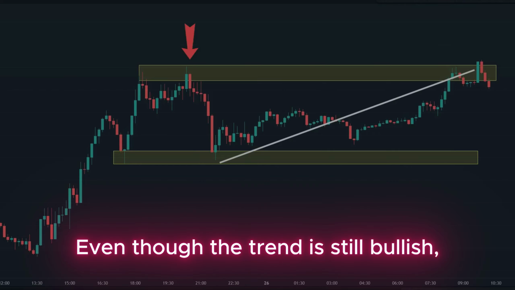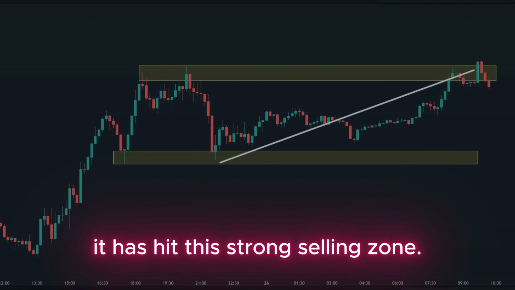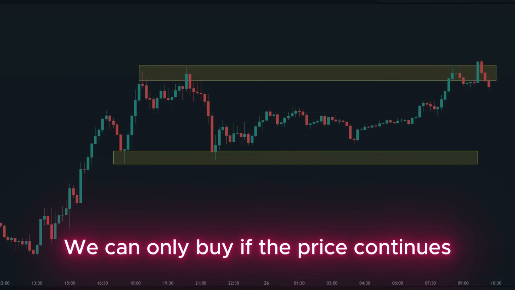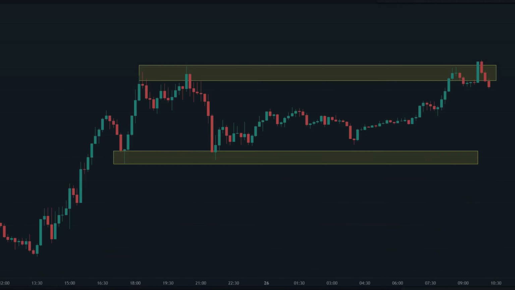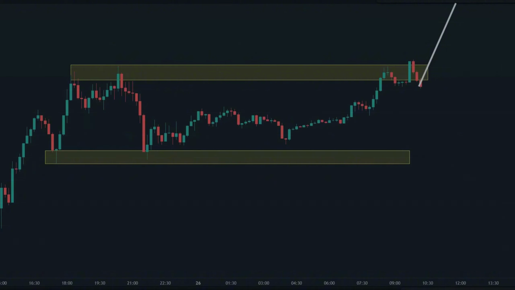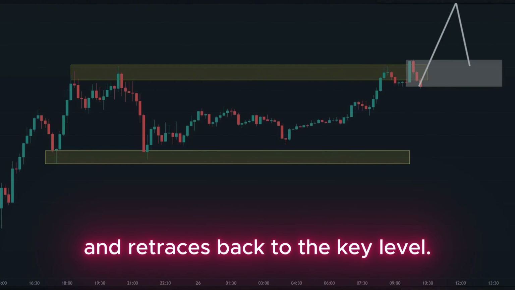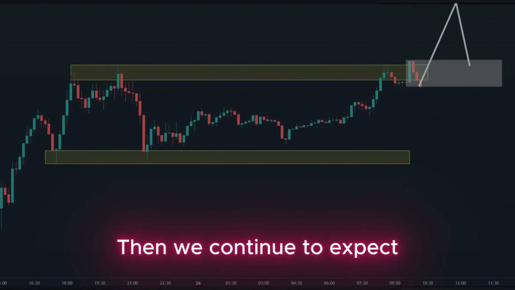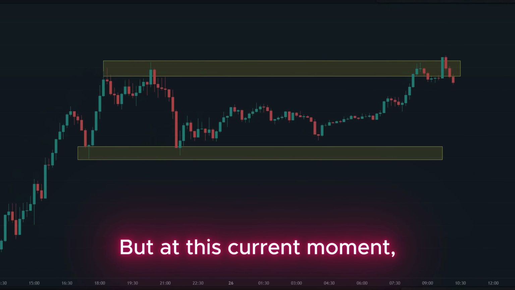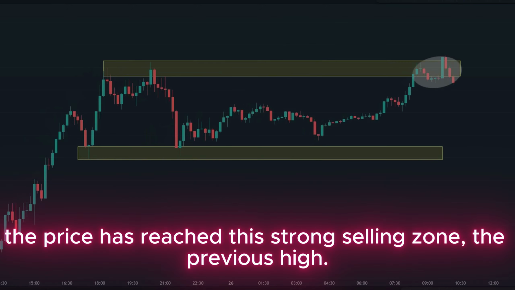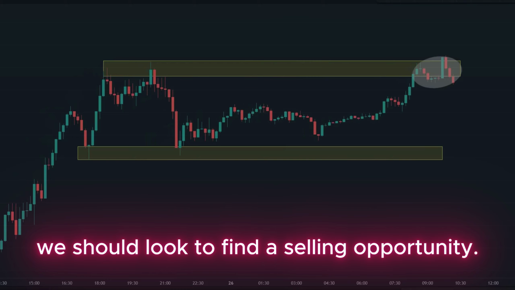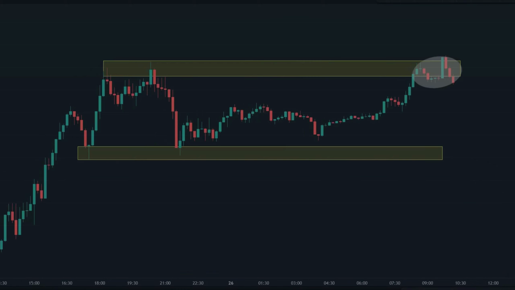Even though the trend is still bullish, it has hit this strong selling zone. We can't buy here. We can only buy if the price continues to rise further, continues to climb, and retraces back to the key level. Then we continue to expect to find another buying opportunity. But at this current moment, the price has reached this strong selling zone, the previous high. This strong selling zone, we should look to find a selling opportunity.